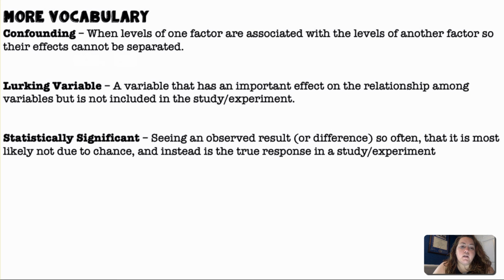All right, more vocabulary. Confounding is when levels of one factor are associated with the level of another factor, so their effects cannot be separated. A lurking variable is a variable that has an important effect on the relationship among the variables, but is not included in the study or experiment. And statistically significant is seeing an observed result or difference so often that it is most likely not due to chance, and instead is the true response in a study or experiment.